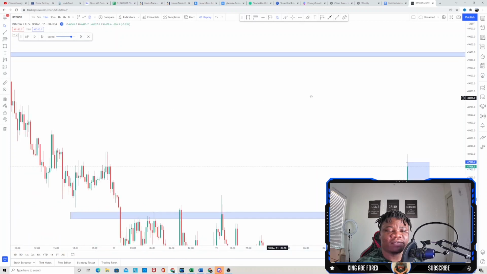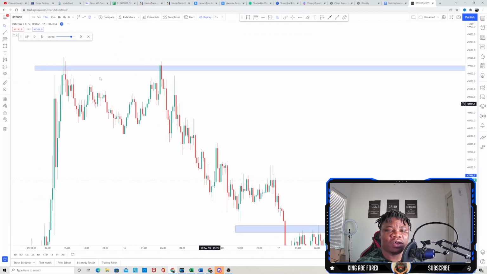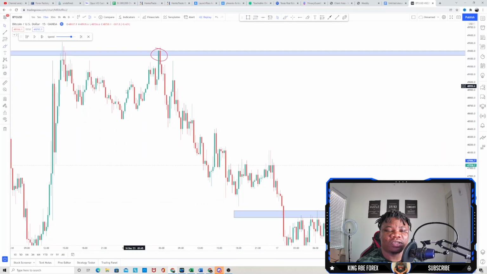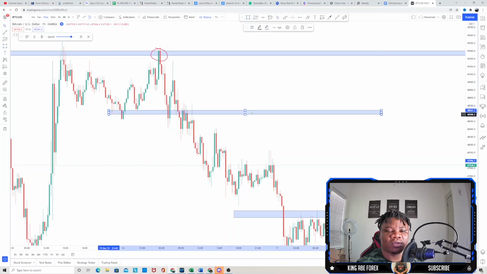But do I have to do that? No, I don't have to, because I might anticipate that price is going to get to this previous high here, because we had the trend change right over here. But I'm not going to ignore this zone over here, because we had a low over here.